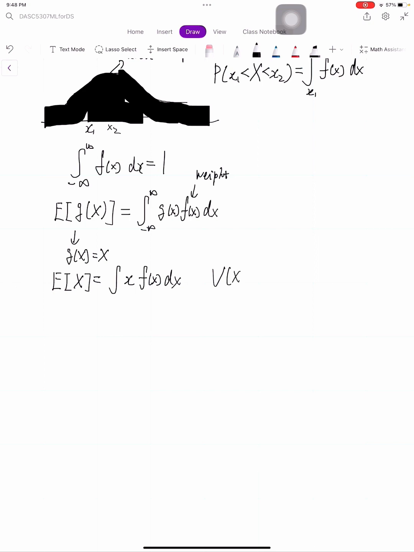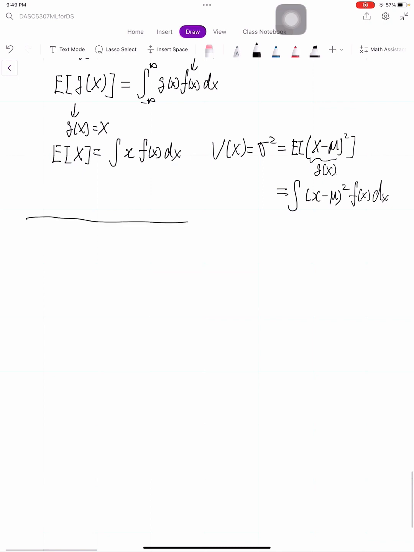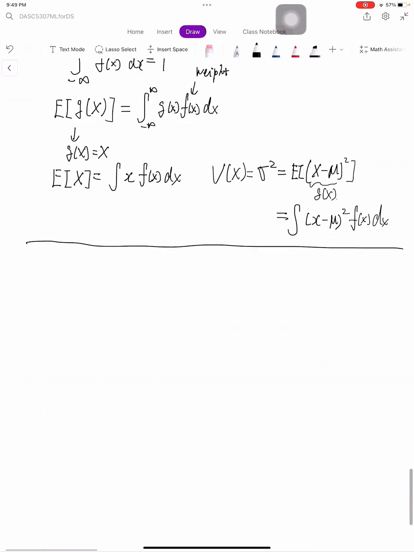Okay. Also, the variance is also the expected value of a function of a random variable. We usually denote it sigma square. It equals the expected value of (x minus mu) square. This is our g(x), and mu is the expected value of x. This can be solved by using the integration of (x minus mu) square weighted by the density f(x). Okay, so that's some preliminary about the continuous random variable.